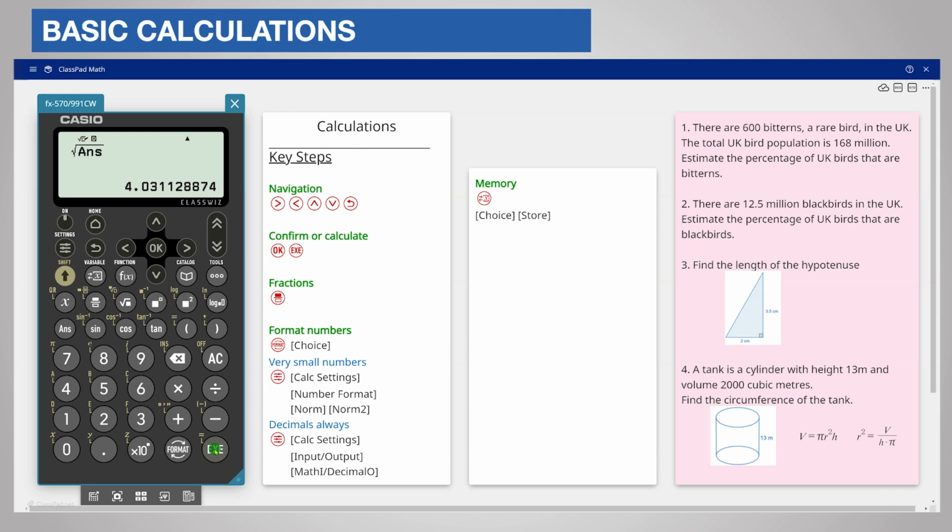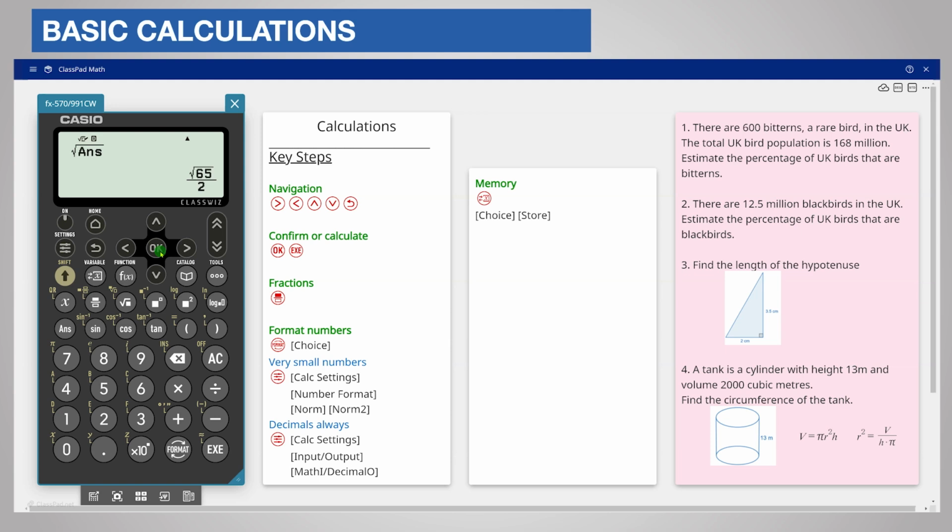The answer is given as a decimal because we have set this as our preference. However, if you need the exact form, press Format and choose Standard, the first option. The calculator displays the exact value, root 65 over 2. Ans is one of the memory stores, but there are others. Let's take a look.